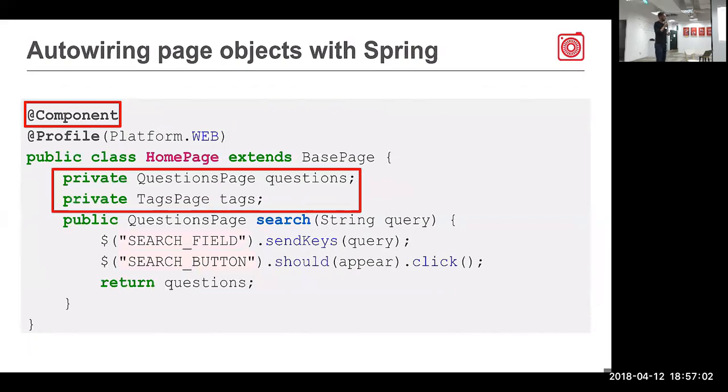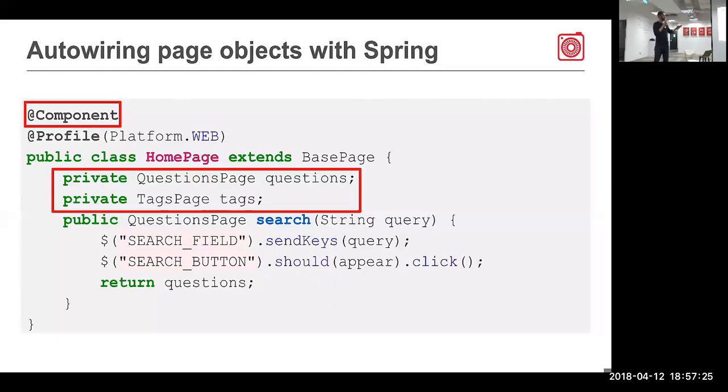Okay, so this is again how one of our pages look, and we use dependency injection with Spring. So everyone who used Selenium before, you need to instantiate the page objects if you use page object pattern. We use Spring to do that out of the box.